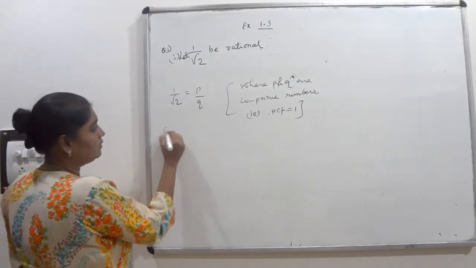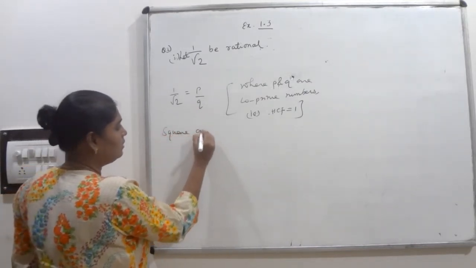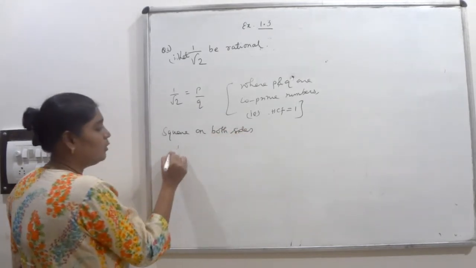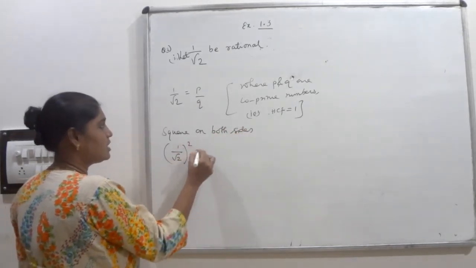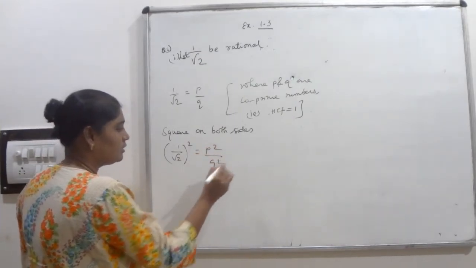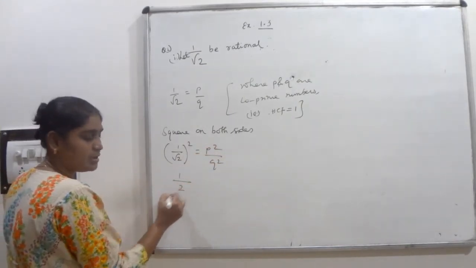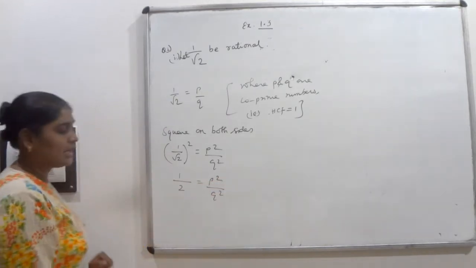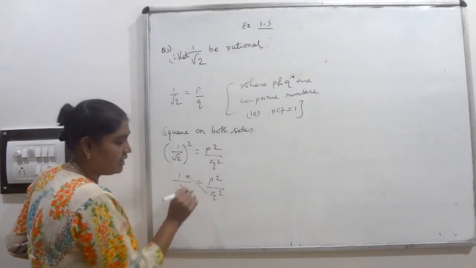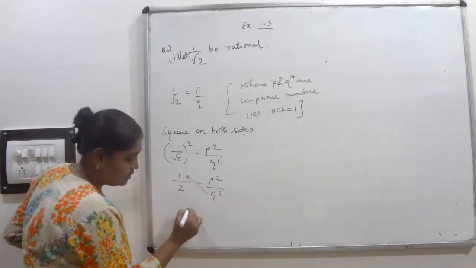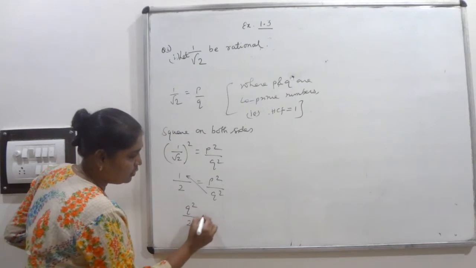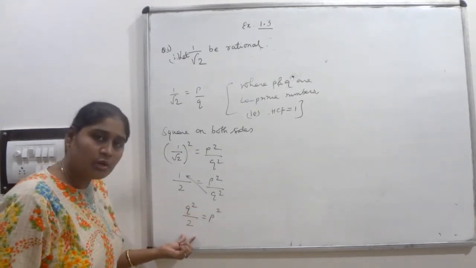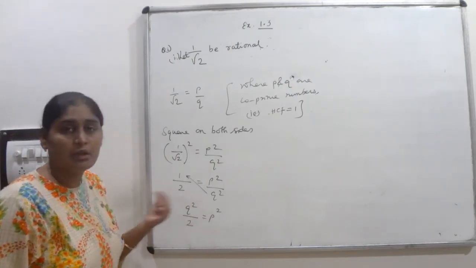So square on both sides. Square of 1 by root 2, the whole square, is equal to P square upon Q square. See, 1 square is 1, root 2 the whole square is what? Simply 2, which is equal to P square upon Q square. So, Q square comes to this side, multiplied. So Q square upon 2 is equal to P square. See, Q square is divisible by 2. That's why we can tell that 2 is a factor of Q.